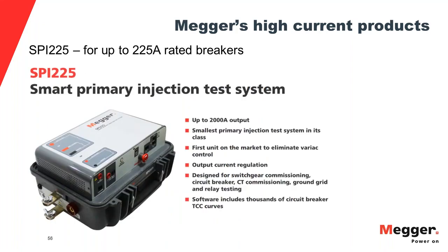And then you have the SPI, which employs modern solid state technology. It's primarily meant for MCCBs. Each unit is rated to test breakers up to 225 amps, but you can test higher amp capacity breakers by using multiple units in parallel. These can be daisy chained and operated in parallel to achieve higher currents.